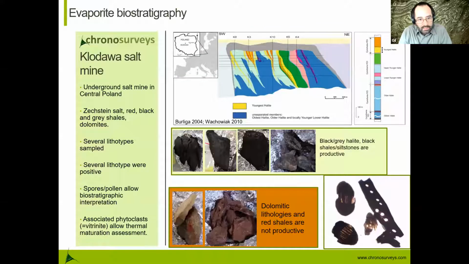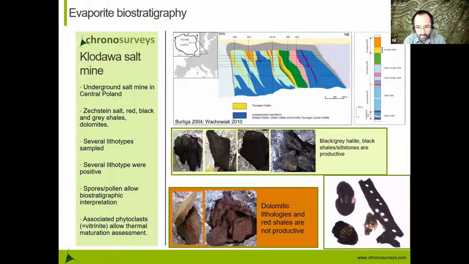Another example that was studied, and the work is still ongoing, is from the Klodava salt mine in central Poland. This is Eckstein salt. So we analyzed several types of samples. Again, not all samples were productive. The dolomitic and the reddish lithologies were not productive, but this is a well-known fact by palynologists that dolomites and reddish shales are usually not productive. So there's no really big surprise here.